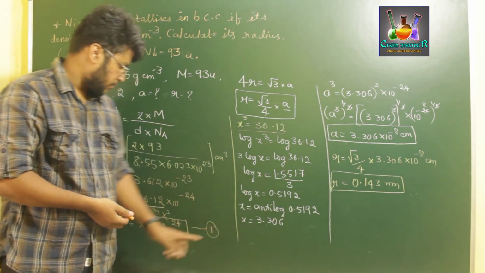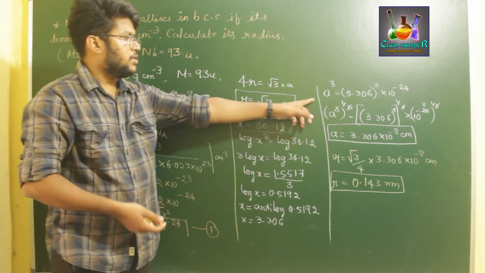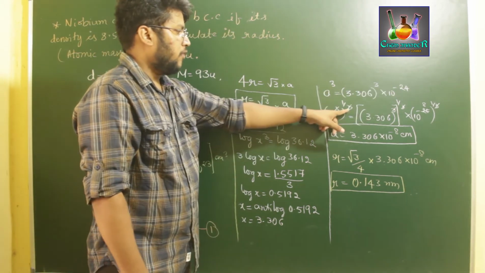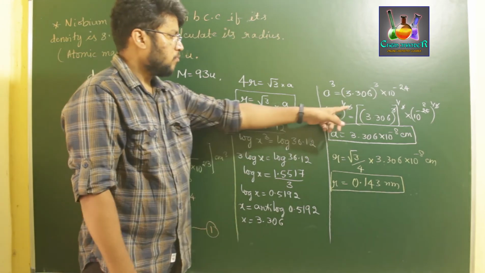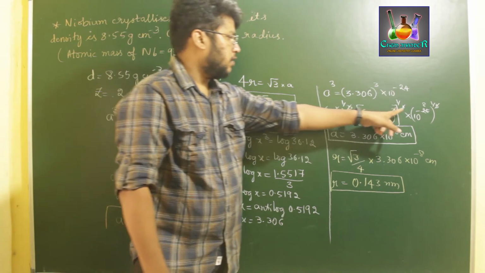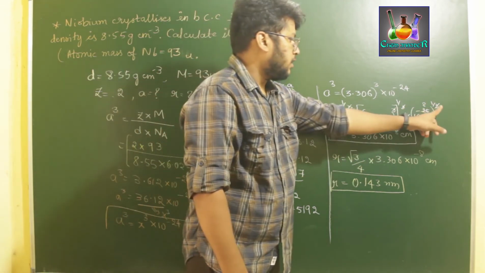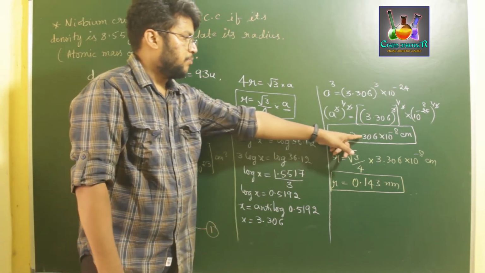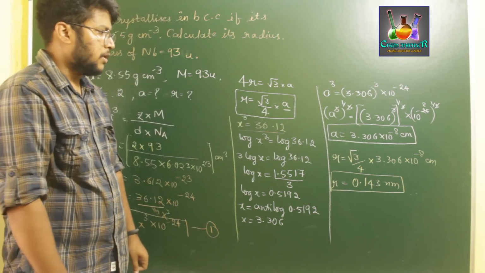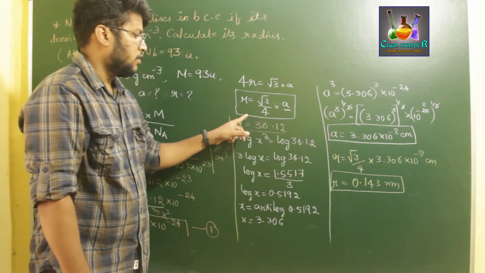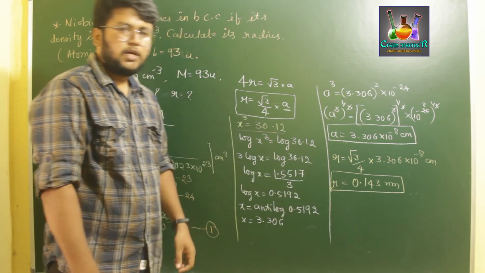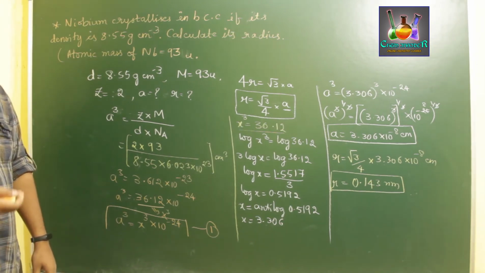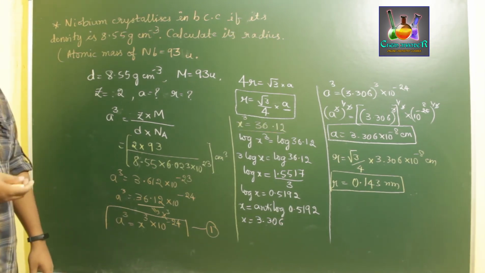So substituting the value of x in equation 1, we get a cube is equal to 3.306 into 10 power minus 24. If you take 1 by 3 as the power on both sides, 1 by 3 and 3 get cancelled. Again here 1 by 3 and 3 get cancelled. And here 1 by 3 and 24 get cancelled as 8. So that leaves us a is equal to 3.306 into 10 power minus 8 centimeter. Substituting the value of a in this equation, we get R. That R is found to be 0.143 nanometer. So this is the calculation of radius of an atom using the density formula.